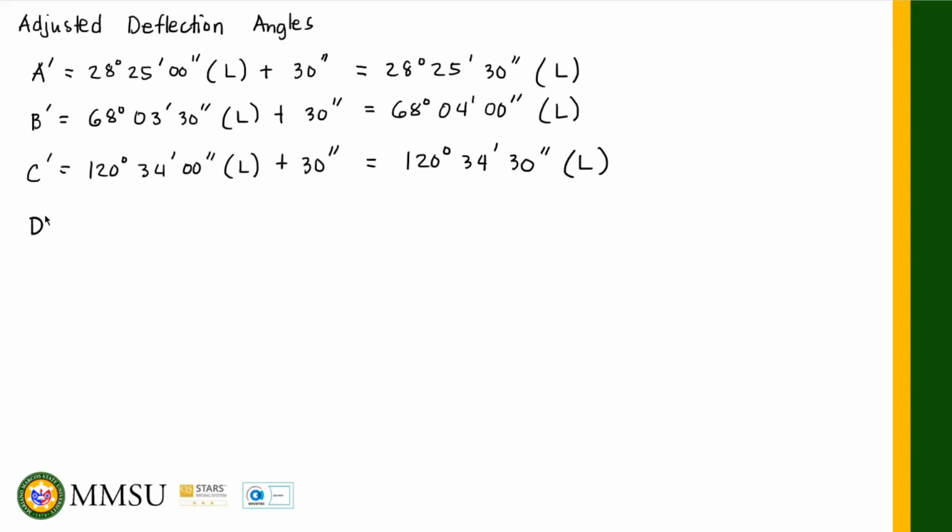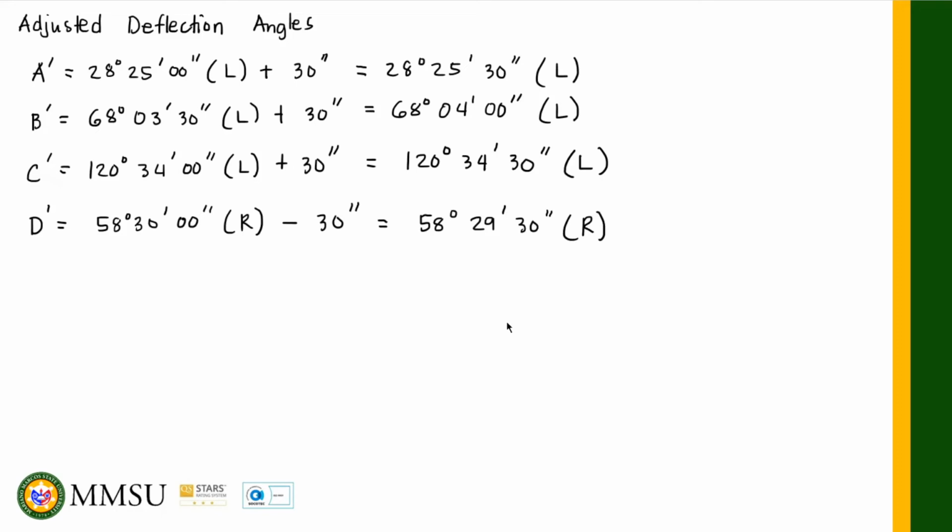Okay, for angle D, remember angle D is an angle to the right. So in this case, the original is 58 degrees, 30 minutes, 0 seconds. This is to the right. We need to subtract the 30 seconds. Remember, we are widening the gap between the to the left and to the right deflection angles. We are adding the correction to the angles that are deflected to the left, but we are subtracting the correction to the angles deflected to the right. That is why we are subtracting in this case, because angle D is an angle to the right. So 58 degrees, 29 minutes, and 30 seconds to the right.